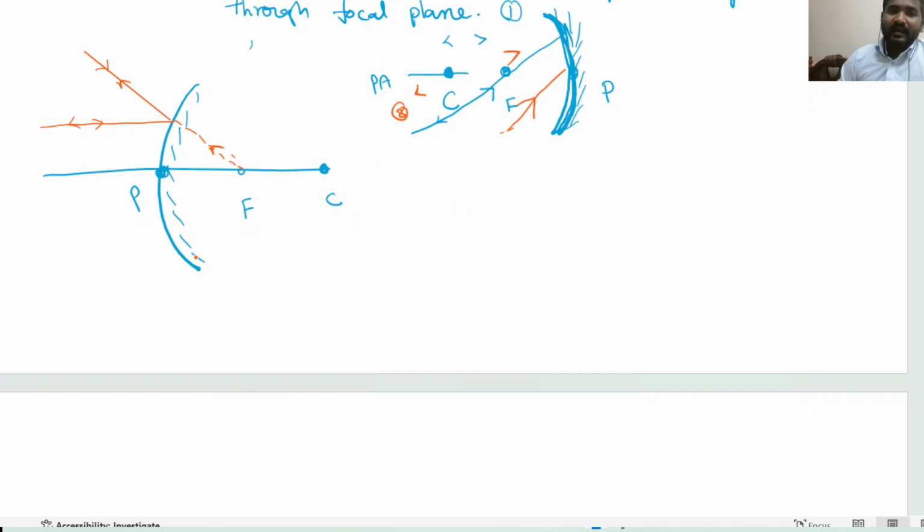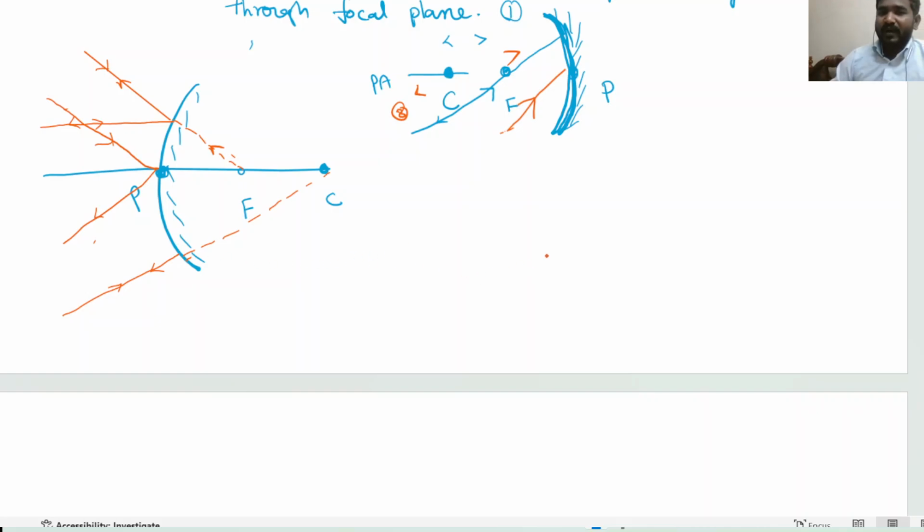Second one: any light ray passes through the center of curvature. Like this, one light ray is incident on the curved surface, and this light ray appears to be incident through the center, then it retraces its path. Next, any light ray incident on the pole, like this, reflects symmetrically about the principal axis. Like this, light rays reflect from the convex mirror.